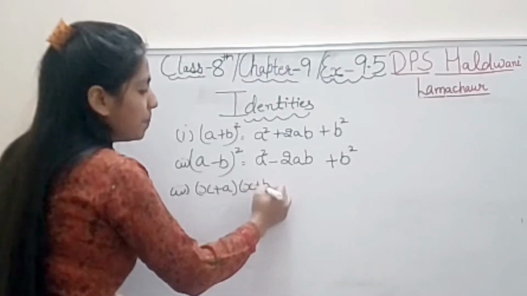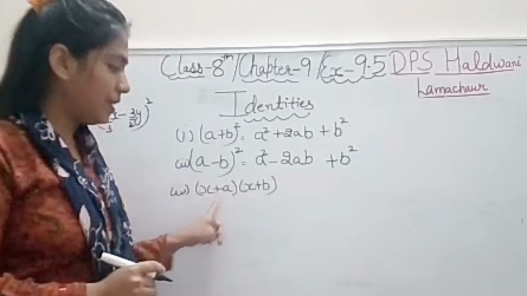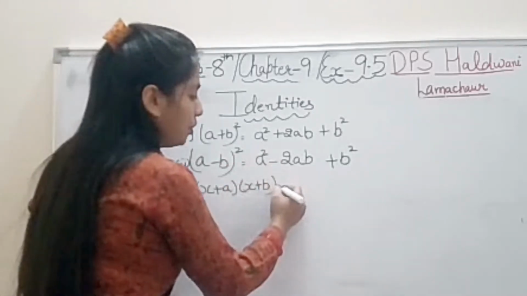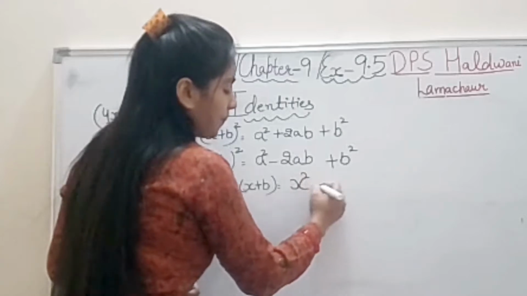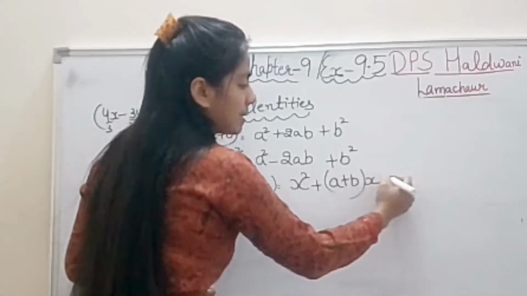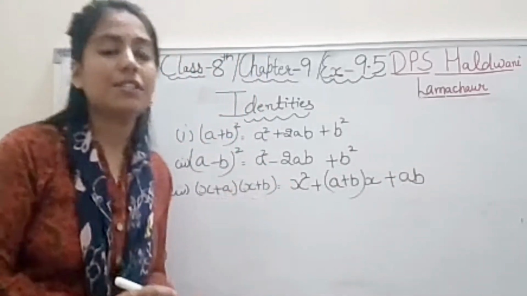Now coming to our third identity, which is very important, that is (x plus a)(x plus b). The very first term x remains the same, and a, b can be anything. So it will be x square plus (a plus b) x plus ab. This is the formula.